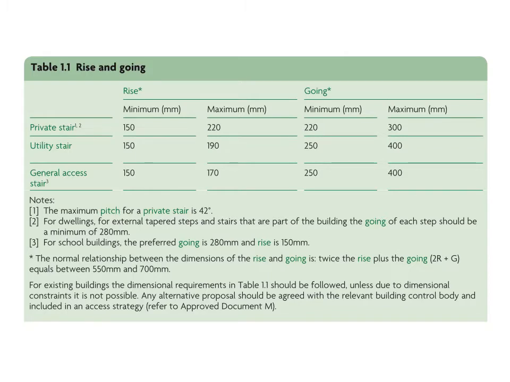There are some restrictions on the dimension that you can apply to a staircase. So in table 1.1, rise and going, this is taken from part M of the building regulations and is the most important set of numbers that you need to consider when you're considering your design of the staircase.